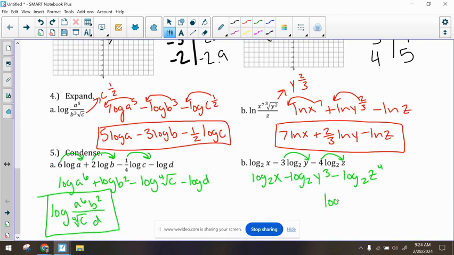So then I'm going to write my final answer as a single log, base 2, and decide where things go. So this log base 2 of x is the only thing that's positive, so the only thing that will be in the numerator, and y cubed and z to the 4th will both be in the denominator.